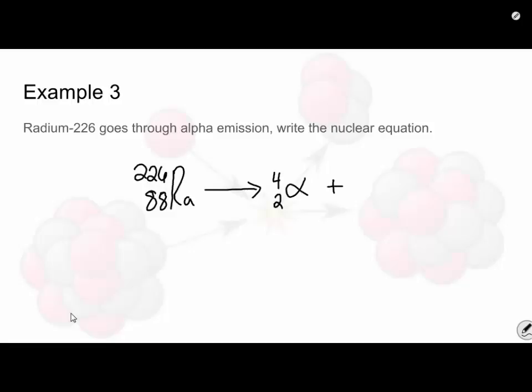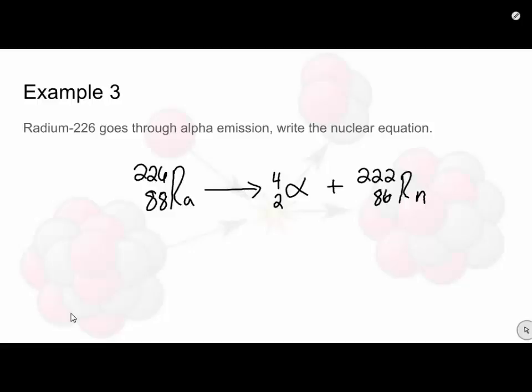Okay, and we have to figure out what it turns into. So again, our top numbers and our bottom numbers need to equal. So 4 plus what gives us 226? So we would say it's 222. 2 plus what gives us 88? And we would say 86. So we need to look up what element 86 is. And 86 is radon. So that would be our nuclear equation for the alpha emission of radium-226.